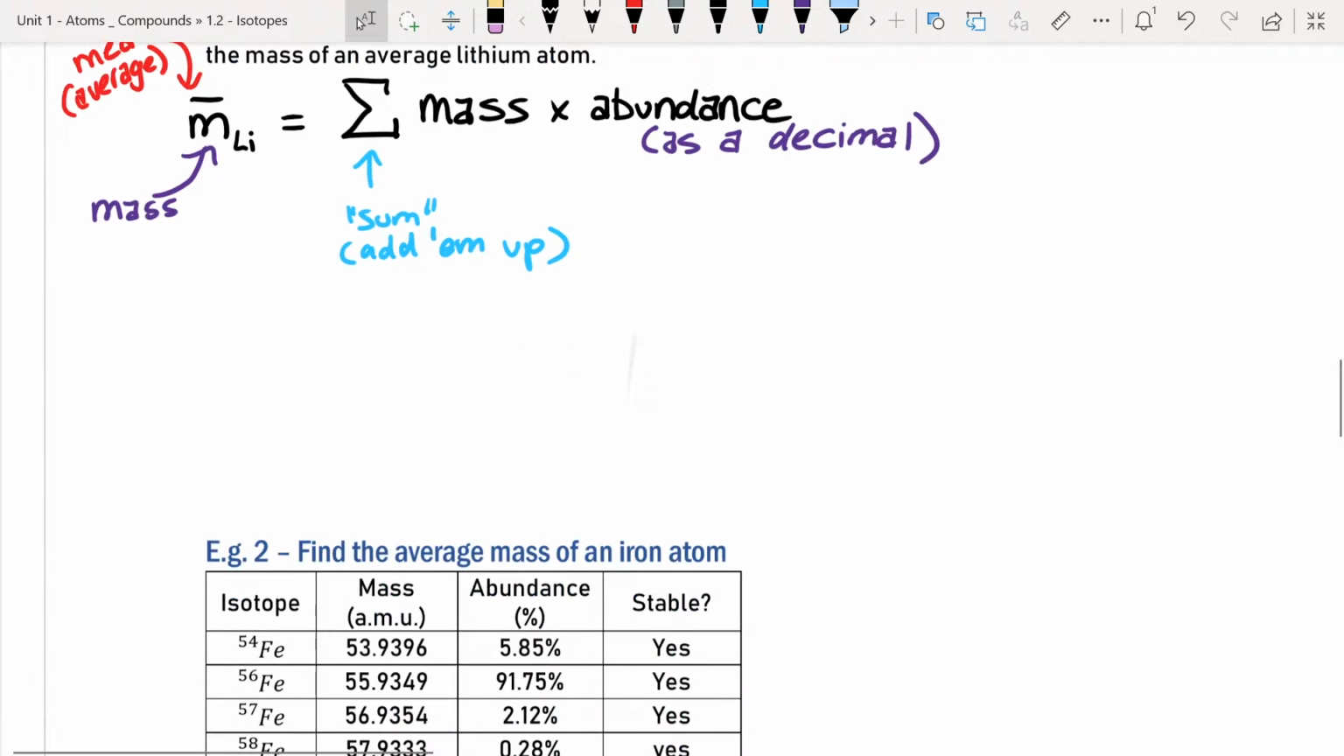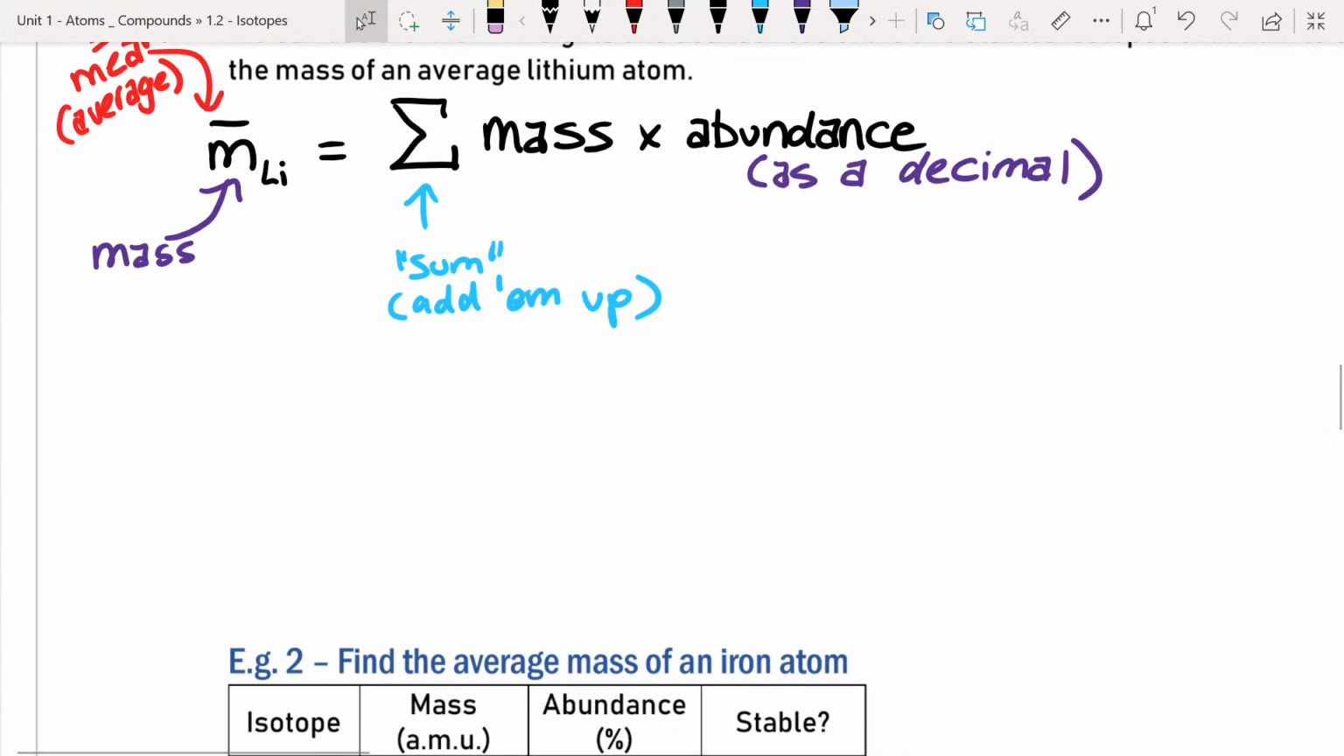First of all, I want to write the average mass of lithium. How do I write that symbolically again? A line over mass. Do I write the word mass? No, just the M. Awesome. And then LI. Beautiful. Now we're going to add up the mass of each isotope times the abundance.